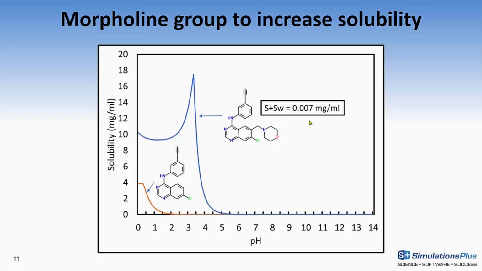Now, what we call the native solubility, the solubility of the saturated solution, is 0.007 milligrams per milliliter compared to this other molecule that was 0.001. So this is 7 times more soluble at each one of their native pHs.